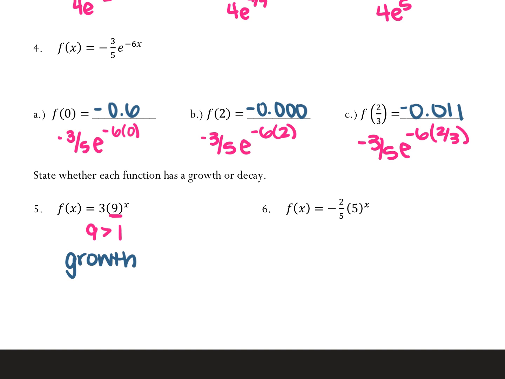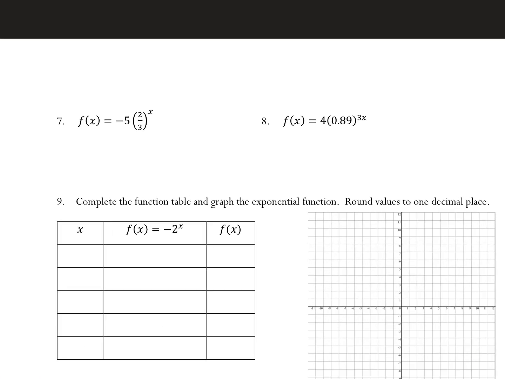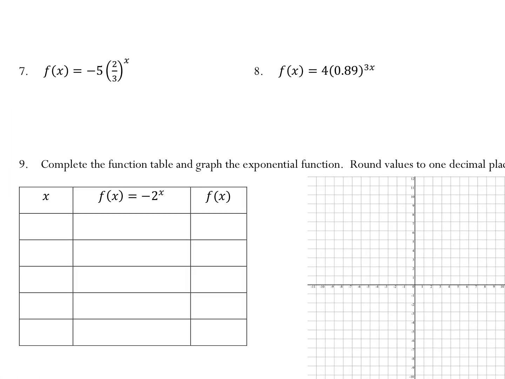For 6, you have f of x is equal to negative 2/5 times 5 to the power of x. The 5 is the number that the power of x is attached to. It's greater than 1. So 5 is greater than 1. So we have a growth on this one as well. For number 7, you're given f of x is equal to negative 5 times 2/3 to the power of x. That 2/3 is the term or the number that your power is attached to. 2/3 is less than 1 but greater than 0. So this one has a decay.